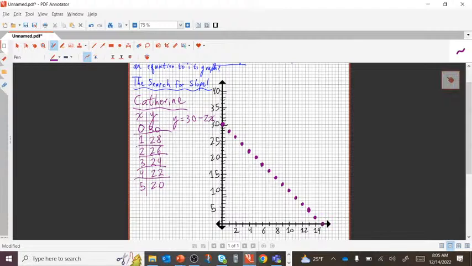Now, should that be a dashed line or a solid line? Everyone, that should be a... Ooh, I heard solid and dashed. Why don't you guys talk it out? Should that be solid or dashed, and why? Teach!